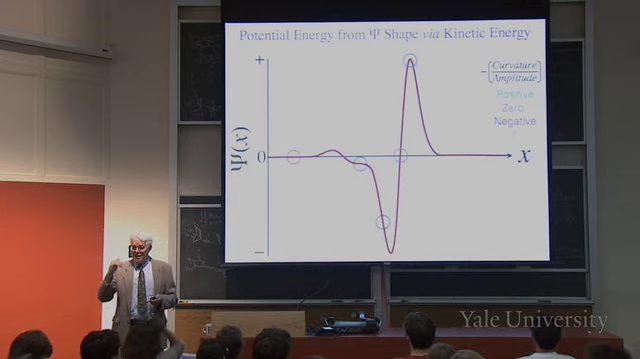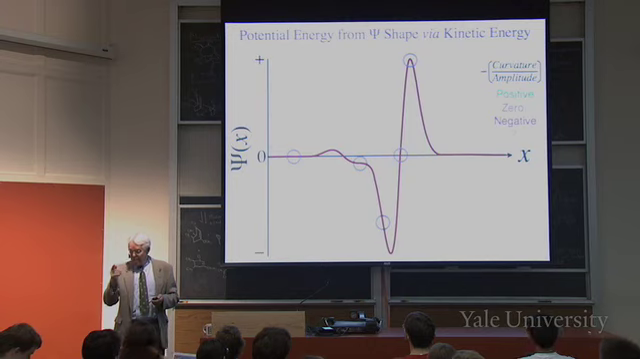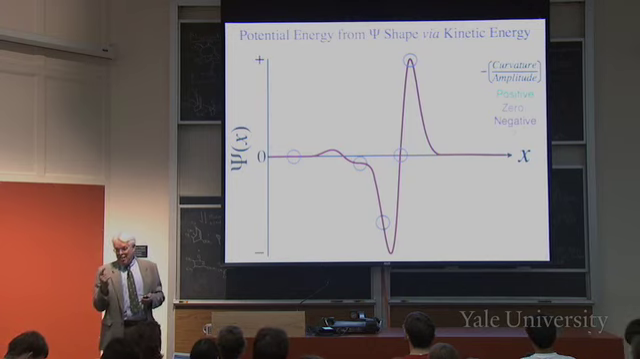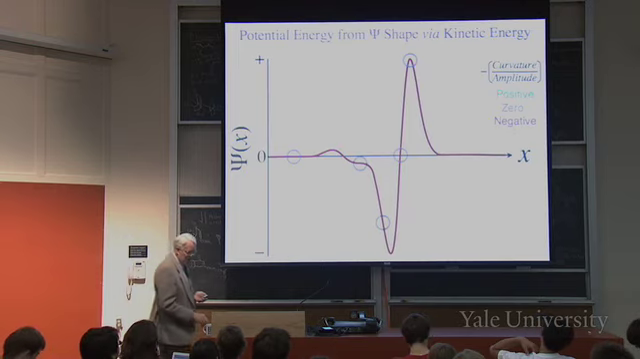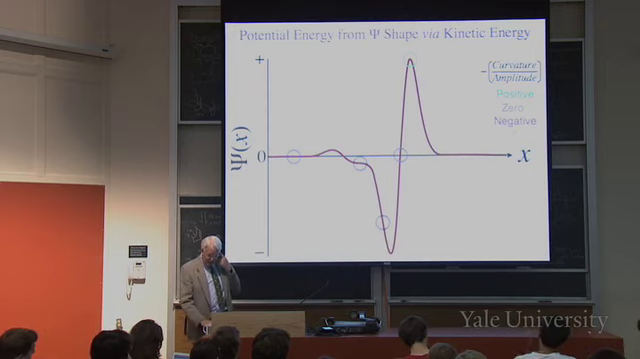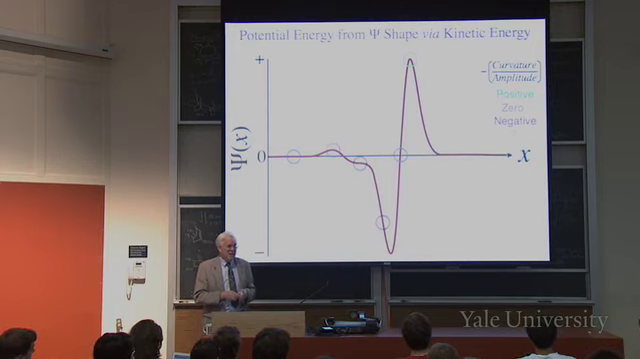Curving up or down? Down. So negative. The curvature is negative. The value of psi? Positive. The energy? Kinetic energy? Positive. Okay, so we can make that one green. Okay, here's another one. Who's going to help me here?